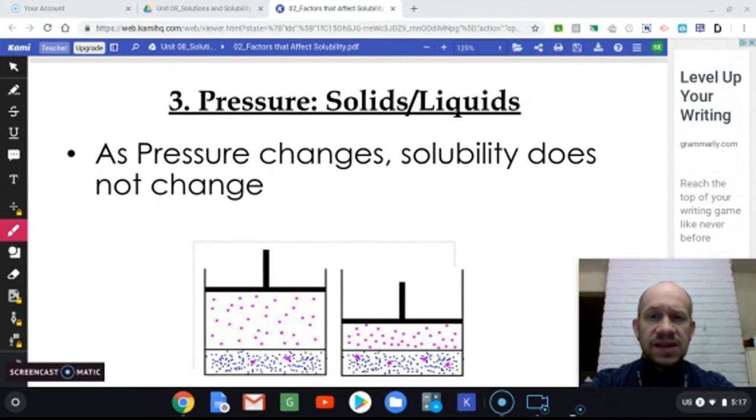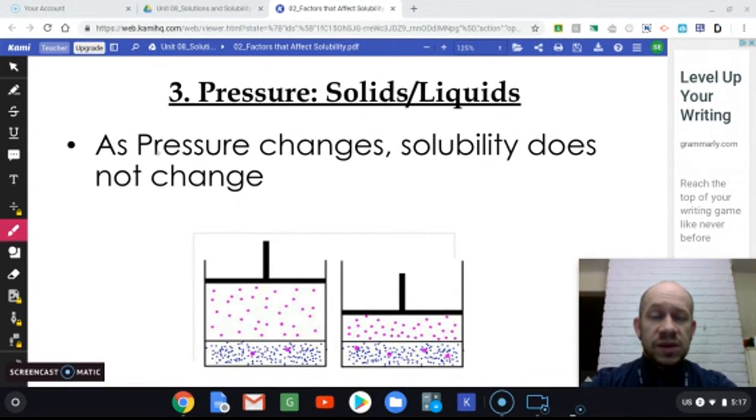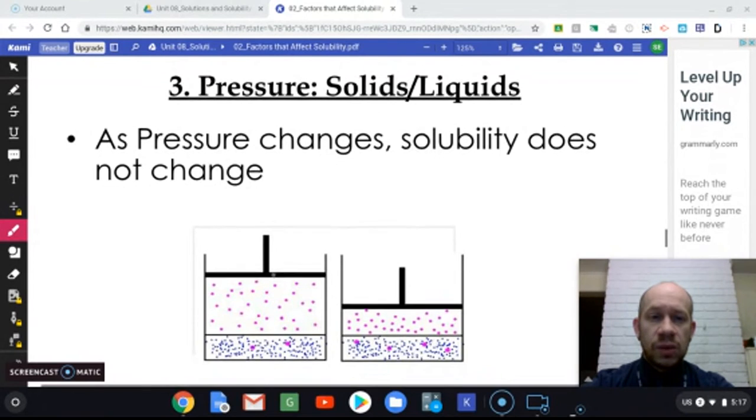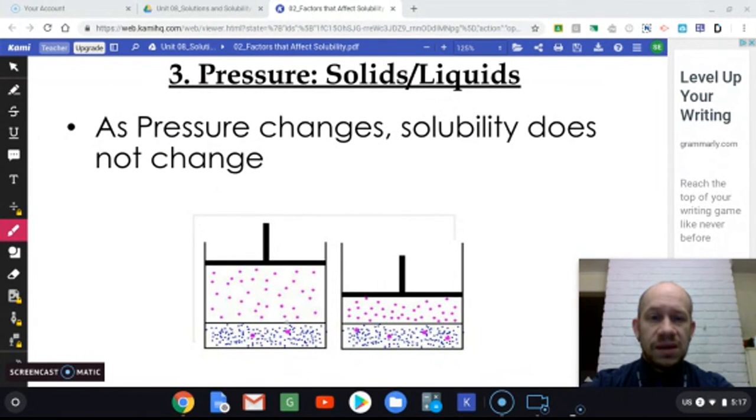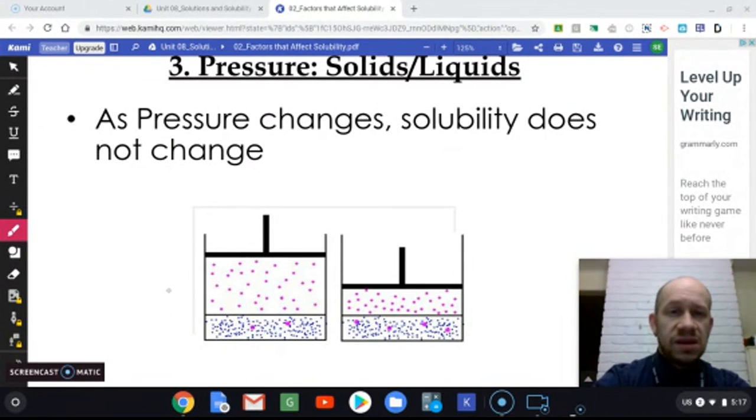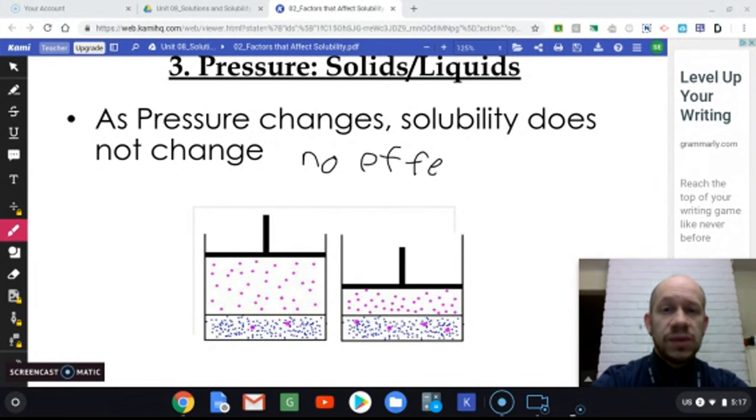The third factor is pressure. This affects solids and liquids. So as pressure changes, solubility does not change when I am talking about solids or liquids. So when I press down on this, the solubility of my liquid isn't going to change. So pressure has no effect on the solubility of solids and liquids.